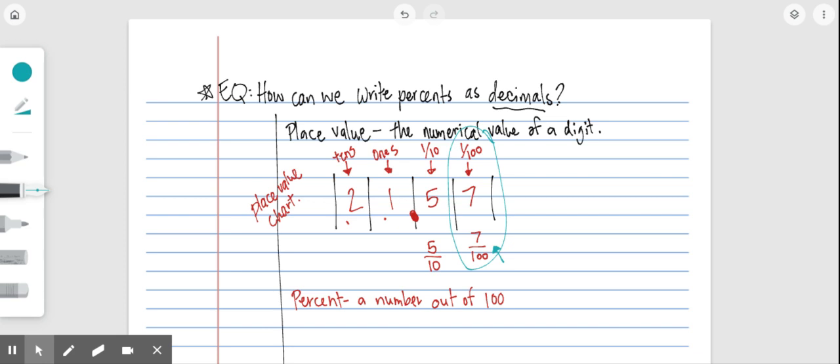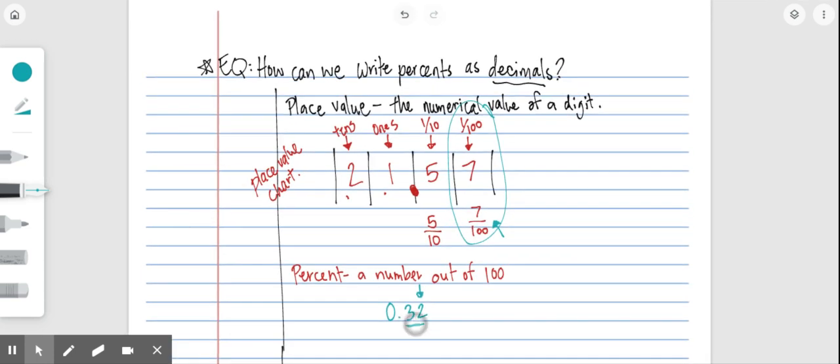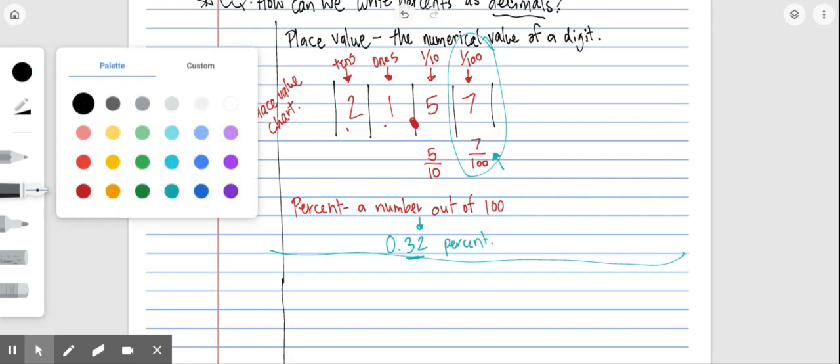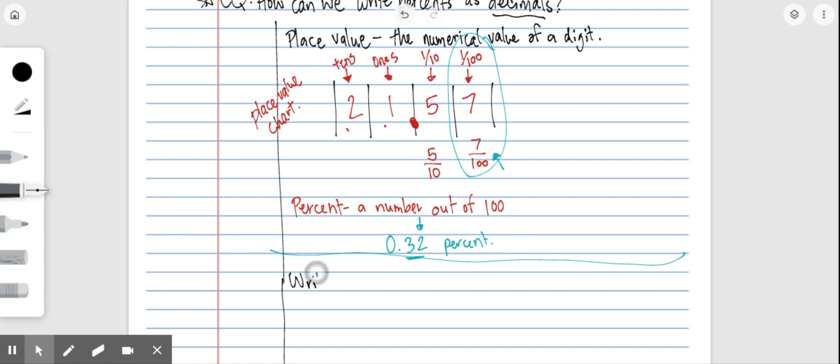Okay, so if I have 0.32, this 2 is in the 100ths place, which means that this digit right here can become a percent. Okay, now I'll get into that in a few minutes, but what I just wanted to restate is that when you have a number that has decimals in it, it has place values, and each of the digits represents a different place value. Okay, so we're going to talk about making a percent into a decimal. Writing percents as decimals.